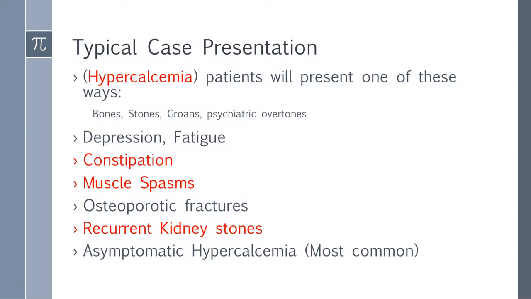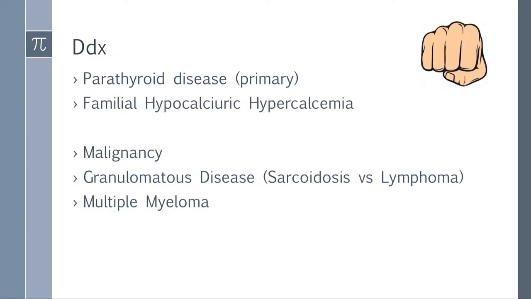And the majority of patients are actually asymptomatic with hypercalcemia, and that's how most of them present. All right? So when you see hypercalcemia, your differential diagnosis should include some of these things. Obviously, parathyroid disease, especially primary hyperparathyroidism, and familial hypocalciuric hypercalcemia. Now, this is a very rare disease, affecting about 1% of patients who are hypercalcemic, but once again, it tends to show up on exams.